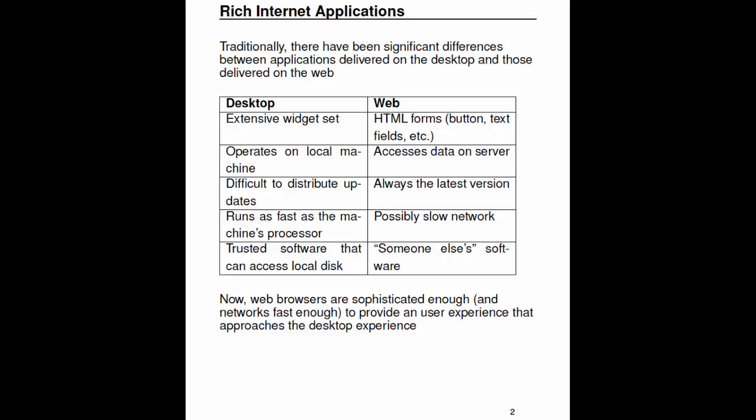Okay, so if you go back to the earlier days of the internet, there were significant differences between applications that were delivered on the desktop and applications that were delivered on the web. So desktop applications had an extensive widget set: buttons, scroll bars, trees, all sorts of stuff like that. Old-style web applications just had what was available in HTML forms: buttons, text fields, etc. Desktop applications operated on a local machine, whereas with web applications, all the data resided on a server, and just certain information was sent down to the client.